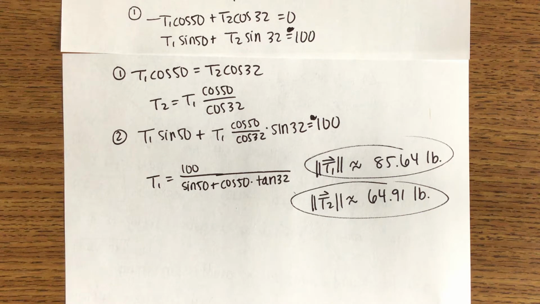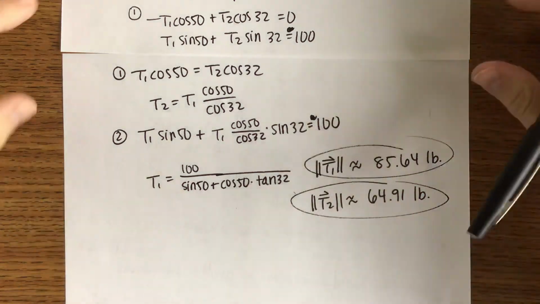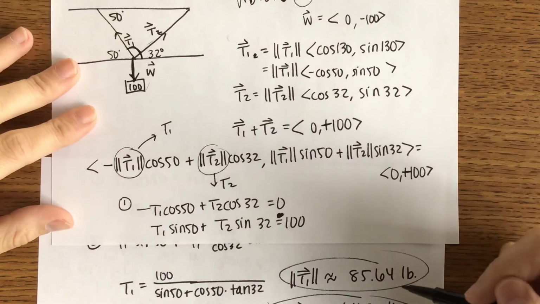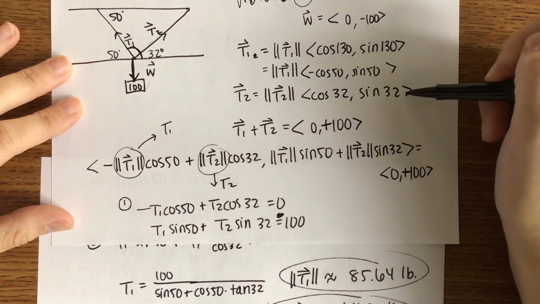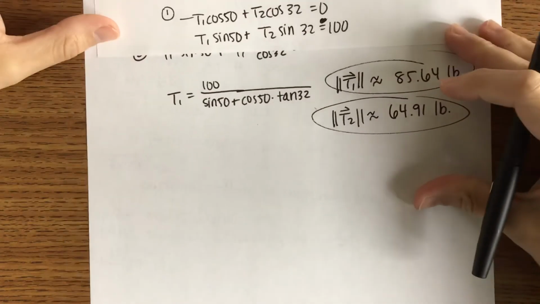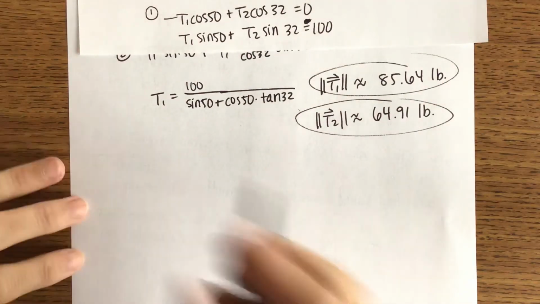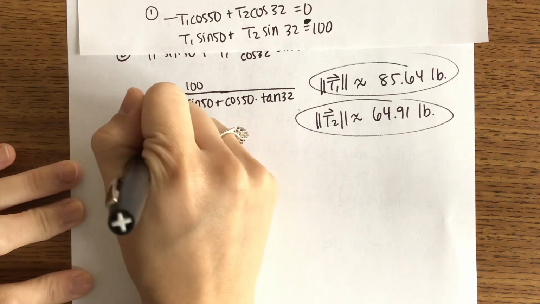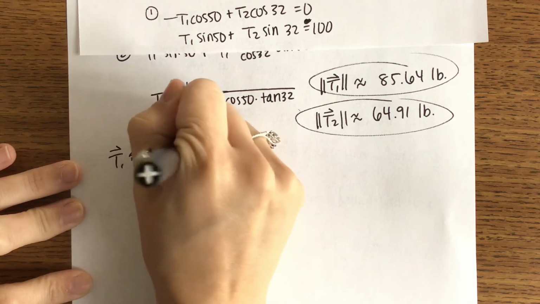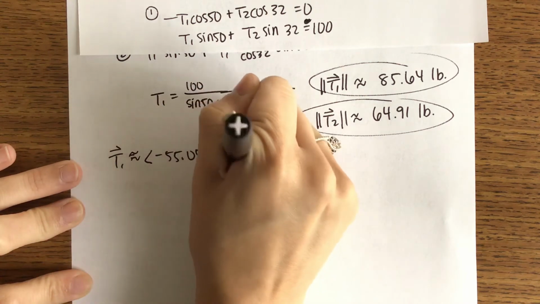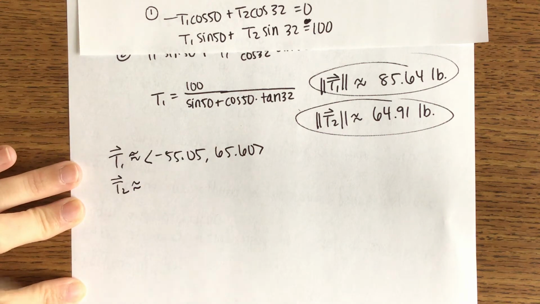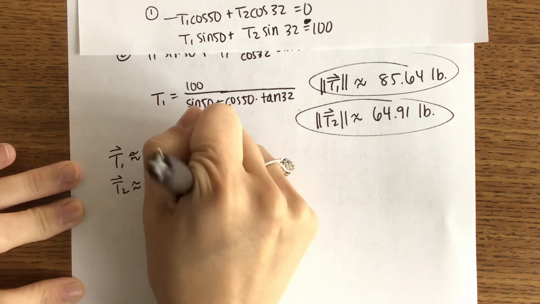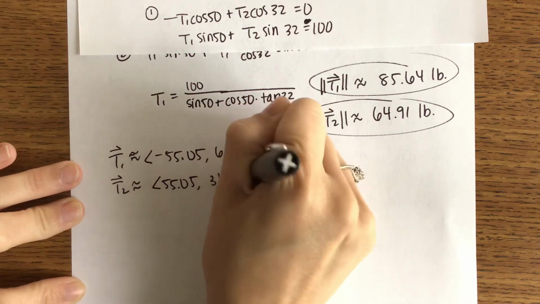Question asks us to find the tensions and find the magnitudes. So right now we found the magnitudes. I want you to find the vectors. Are you all comfortable with that? Going back, plugging this in to there or there. Plugging that in right there. Are you okay if I just tell you what it ends up being? Okay, first tension vector ends up being about negative 55.05, comma 65.6. Second tension vector ends up being 55.05, comma 34.4.